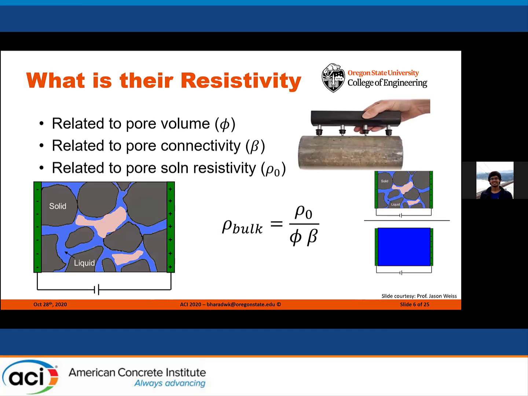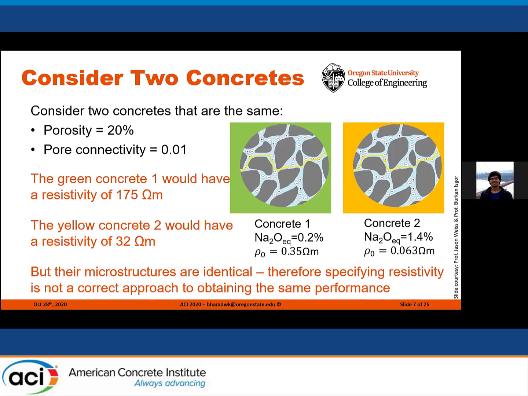Let's calculate their resistivities. The resistivity is related to the pore volume, pore connectivity, and pore solution resistivity, and it can be calculated using the formula shown on the screen. We can know the pore solution resistivity because we know the alkali contents and the cement composition for both concretes. Now, if we do this exercise and we calculate the resistivity of the two concretes, the green concrete would have a resistivity of 175 ohm meter, and the yellow concrete would have a resistivity of 32 ohm meter. But the microstructure is identical. We can see that specifying resistivity is therefore not the right approach to obtaining the same performance.